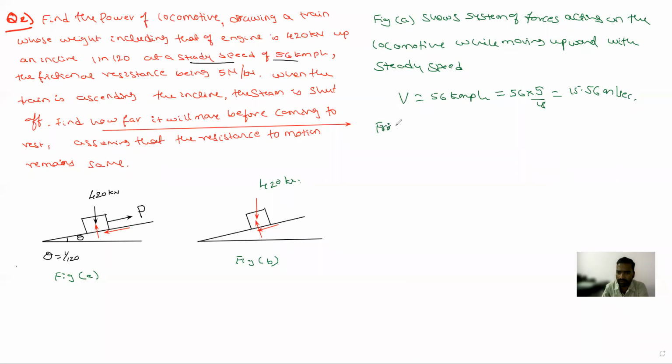Frictional resistance. How much is the given frictional resistance? 5 newton per kilonewton. It means for 1 kilonewton there is 5 newton friction. So the total weight is 420 kilonewton. Kilonewton and kilonewton get cancelled. So 5 into 420, how much is it? No, no, no, just wait a bit. First find it out.